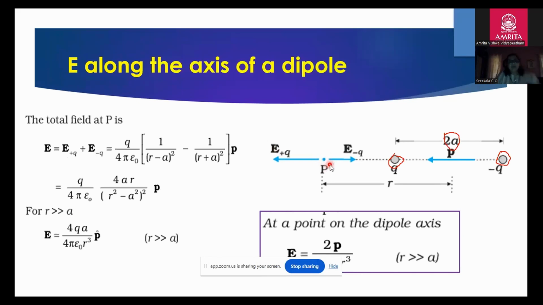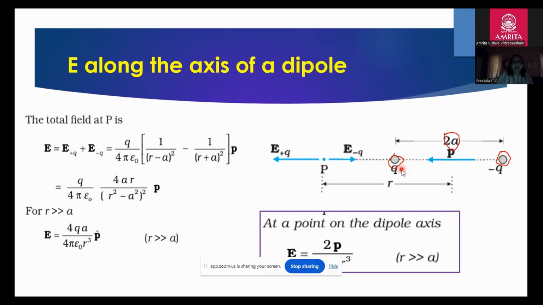So to find out the electric field intensity at the point P, we have to consider this dipole as two entities, one having plus q charge and the other minus q charge. So we are considering them separately. First we will find out the electric field intensity at the point P due to plus q charge. Then we'll find out the electric field intensity due to minus q charge. Then add these two, and we will get the total electric field intensity due to this dipole.